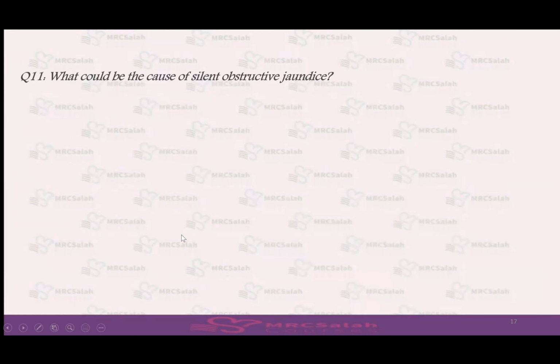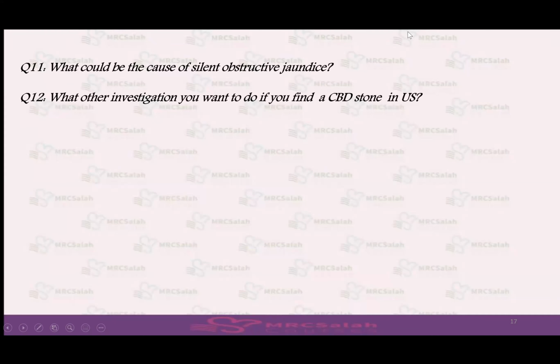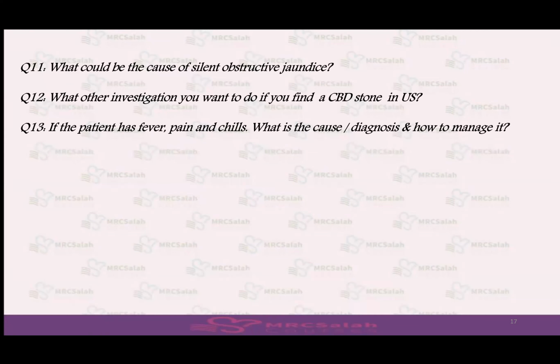Okay, so what could be the cause of silent obstructive jaundice? This question was answered before. Cancer of the head of the pancreas. What other investigation do you want to do if you find a CBD stone on ultrasound? Endoscopic retrograde cholangiopancreatography. If the patient has fever, pain, and chills, what is the diagnosis and how to manage it? Ascending cholangitis.